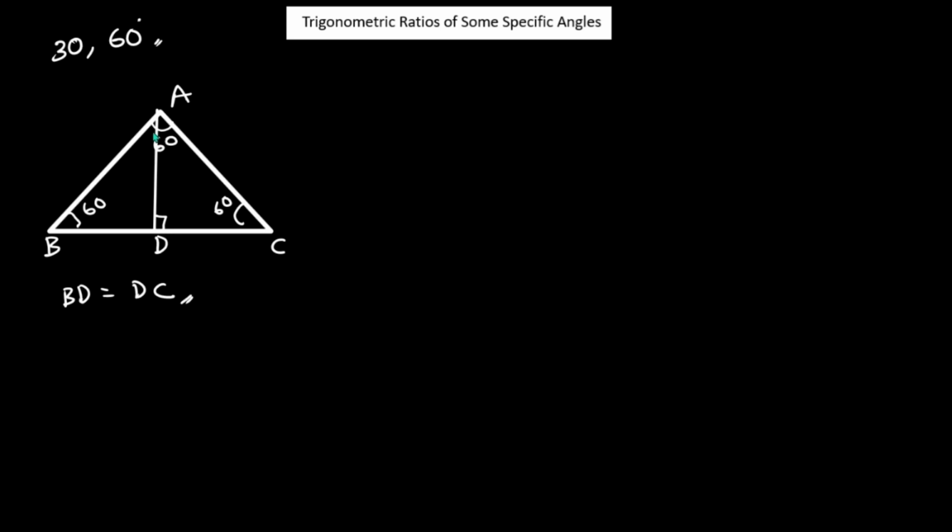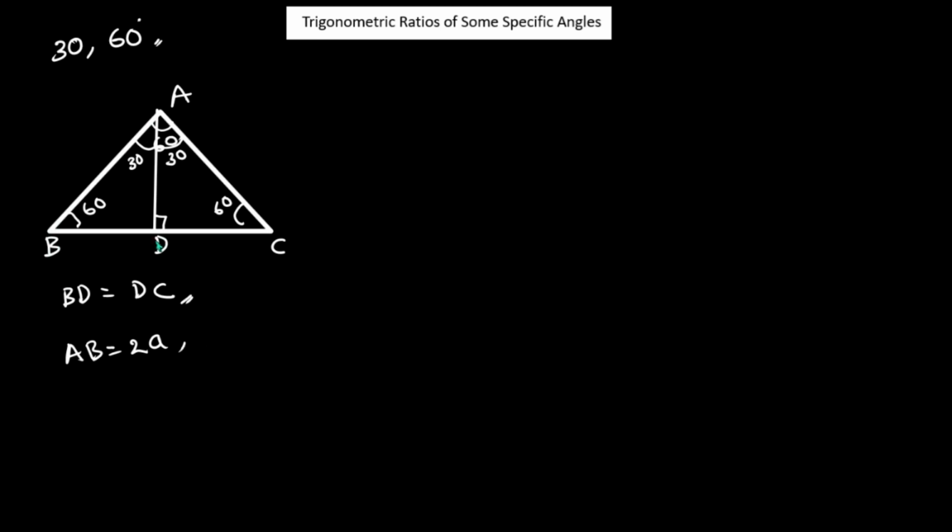Now, what will happen to this angle? This angle will become 30 degrees and this will become 30 degrees. The 60 will become bisected because it's an equilateral triangle, right? Let's take the AB length as 2A. Yeah, you can take it as A also.